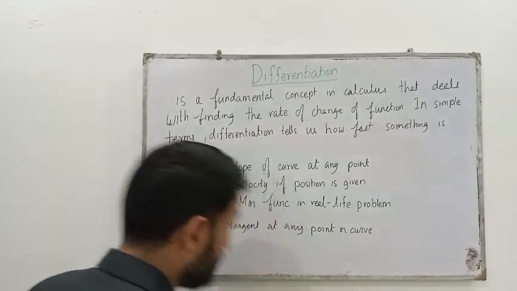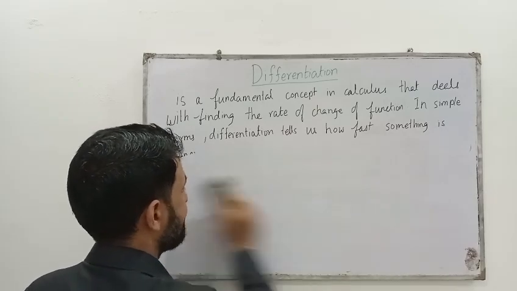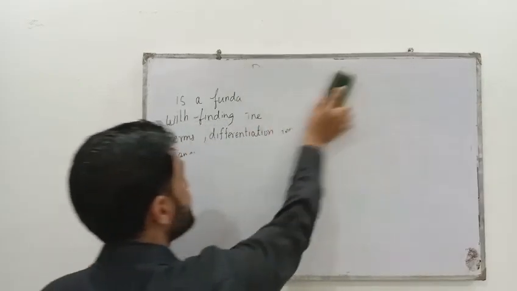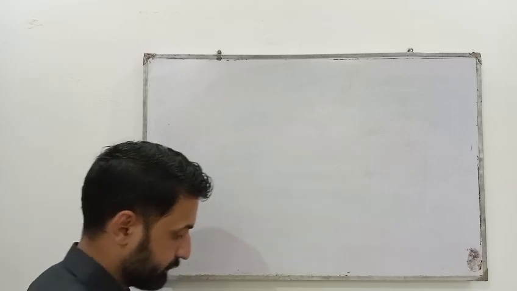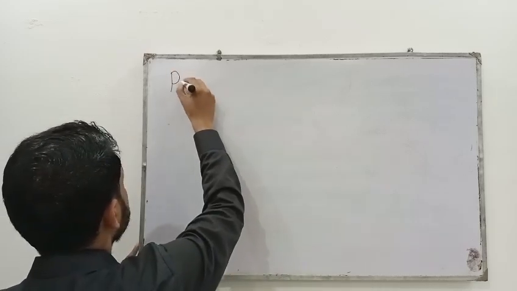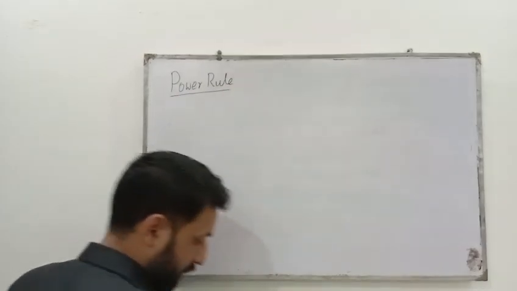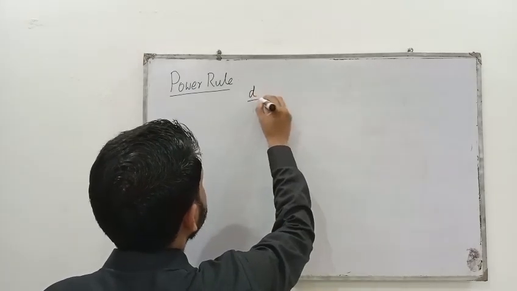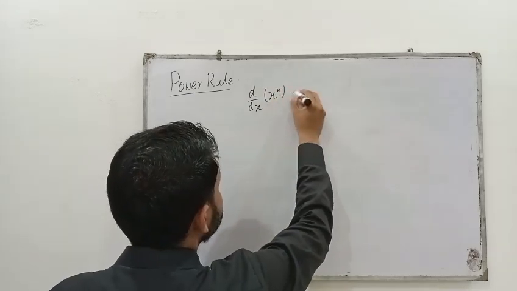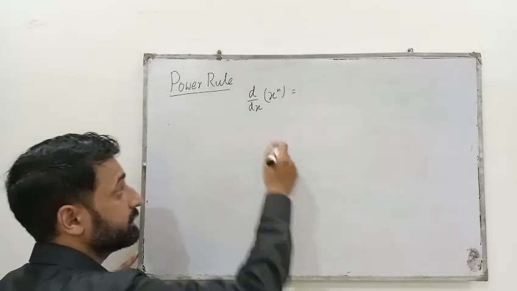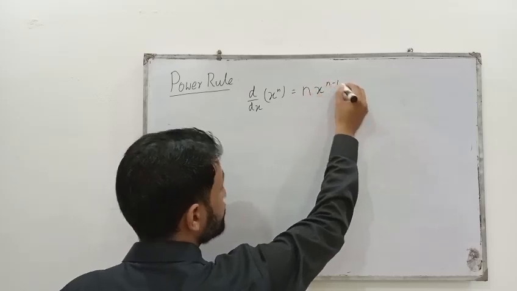Now we will discuss the rules that we use in differentiation. So the first rule is the power rule. So d by dx of x to the power n is equal to, if we differentiate that term, we get n x to the power n minus 1.